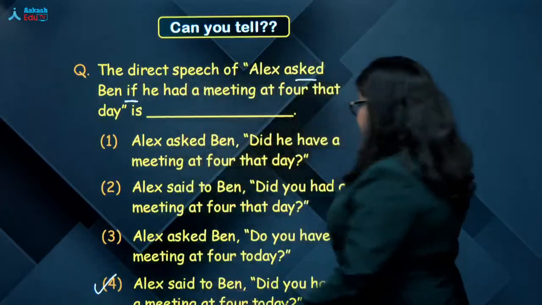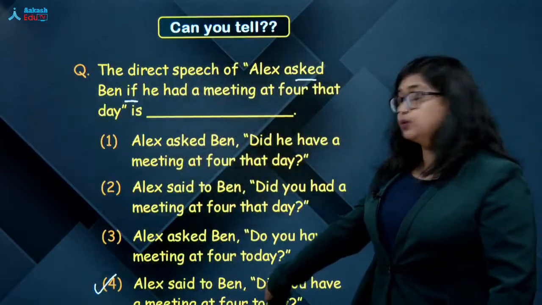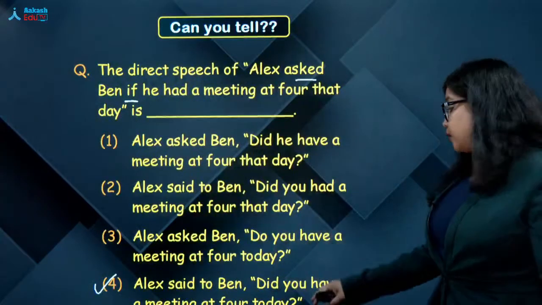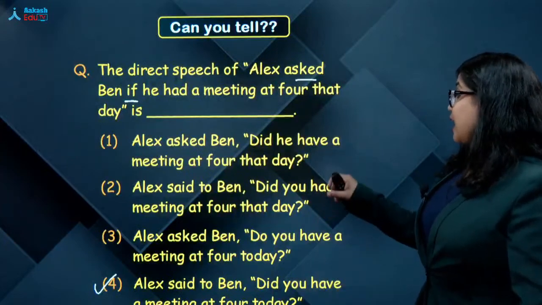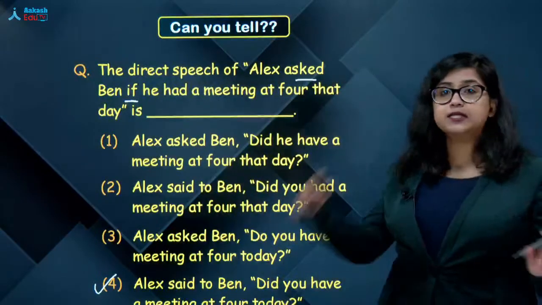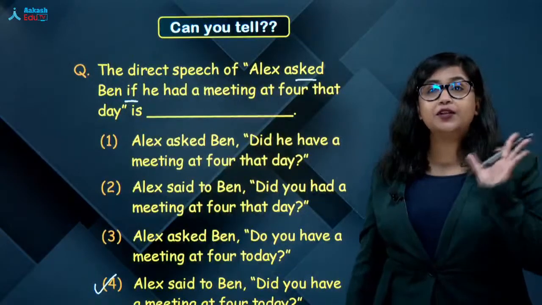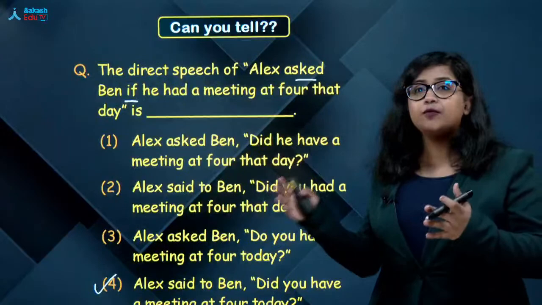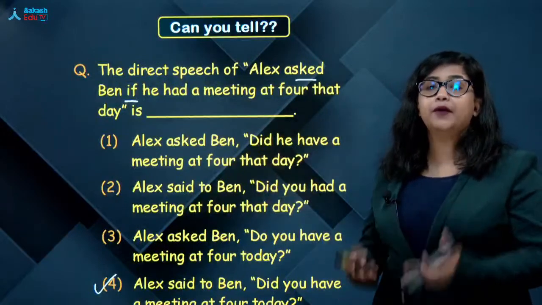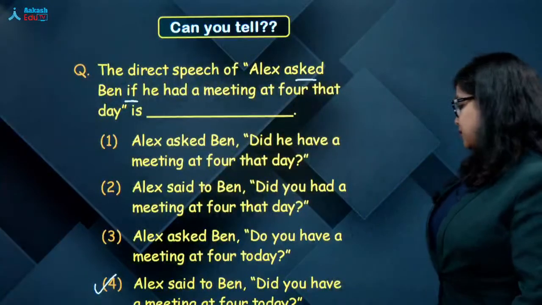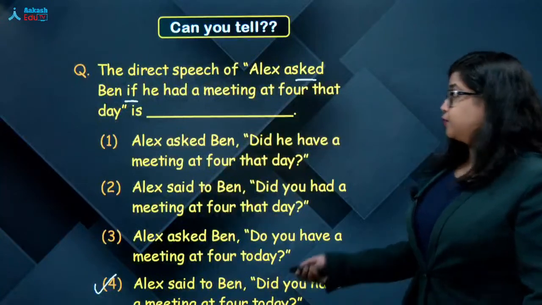Please remember this because we have used "did" over here. The second verb that we use will be "have" and not "had". A lot of people make this mistake. They think that both of them will be in past. No. When you use "did", that means the second verb will be in its present form, or base form as we say. So, "did you have a meeting at 4 today?"